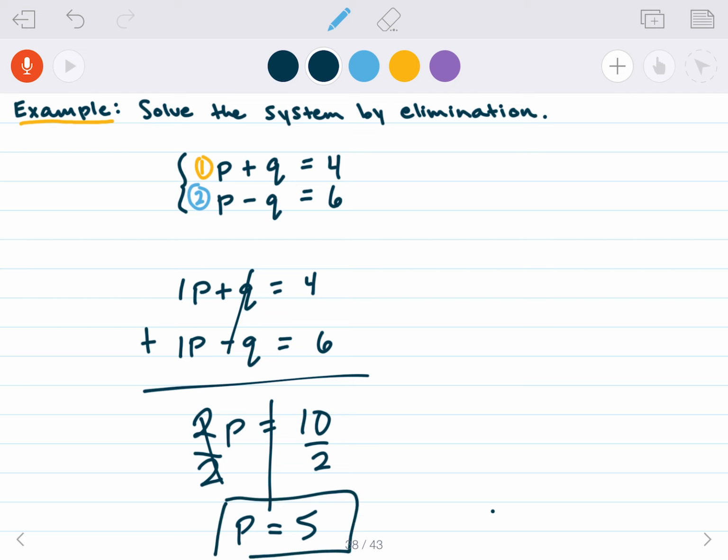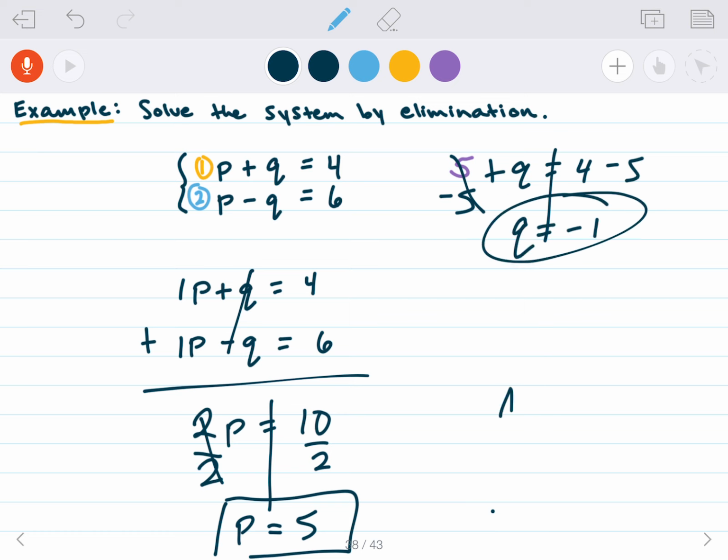Now once I have this, I can use either of these equations to get q. I'll use the first one. The first one says p plus q is 4. I just found p to be 5. So 5 plus q is 4. Let's subtract 5 from both sides. So q is equal to -1. So my answer is p equals 5 and q equals -1.